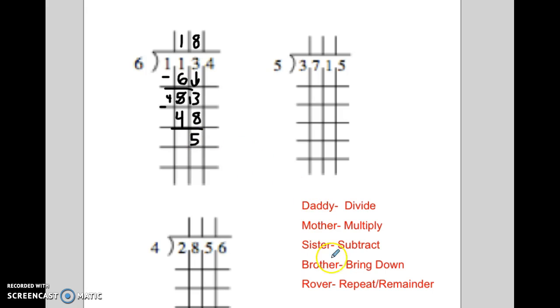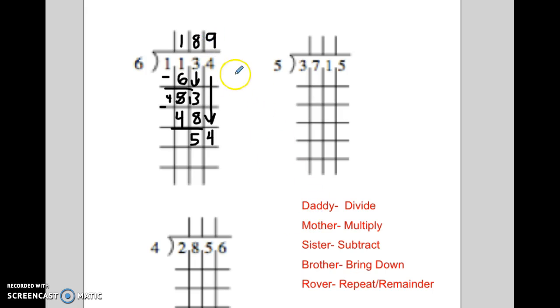So now I've subtracted. Now I'm on to brother, bring down. So I'm going to bring down this 4 way down here. Now I'm on to 54. How many times does 6 go into 54? Well, I know that 6 times 9, it goes in 9 times, right? Because 6 times 9 is 54. So I write my 9.